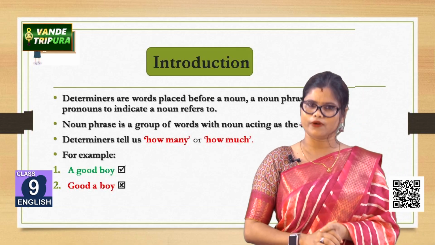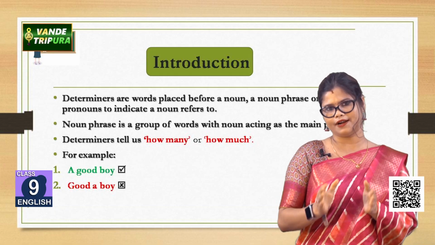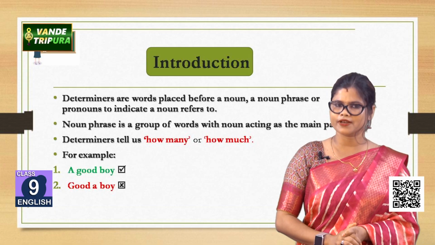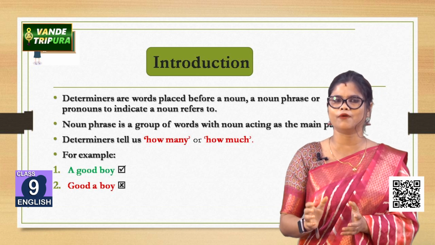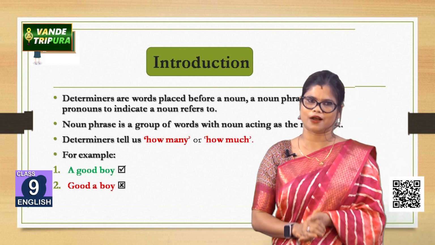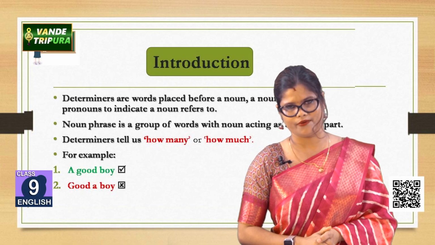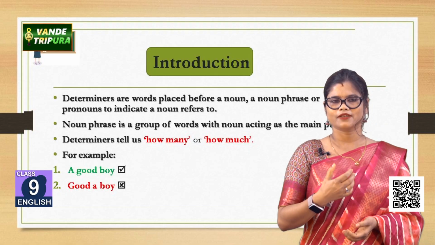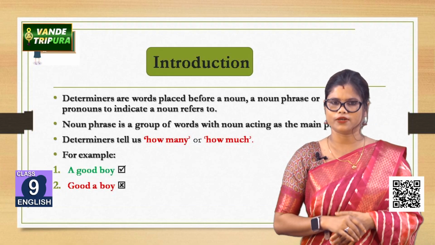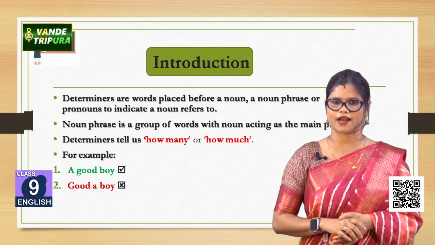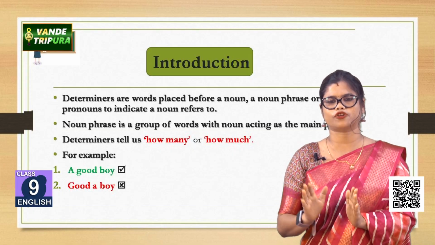The determiners are words placed before a noun phrase or pronouns to indicate what a noun refers to. Determiners always discuss the noun. ঠিক আছে, describes the noun, it gives the additional information about the noun. A noun phrase is a group of words with a noun acting as the main part. So as I said earlier, the noun phrase টা আসলে কি, it is a group of words. একটা ফ্রেজে কতগুলি ওয়ার্ডস থাকবে যেগুলি অ্যাকচুয়ালি নাউনকে ডিসক্রাইব করবে, with the noun acting as the main part. এখানে নাউনই অ্যাকচুয়ালি অ্যাক্ট করবে as a main part.